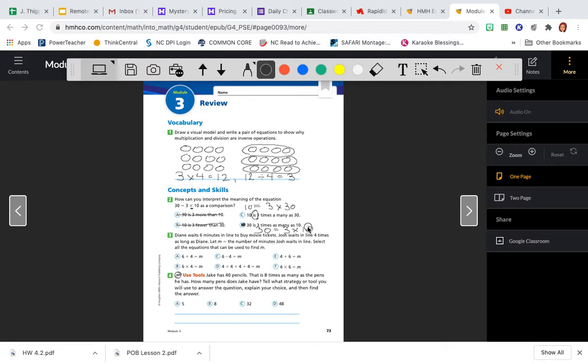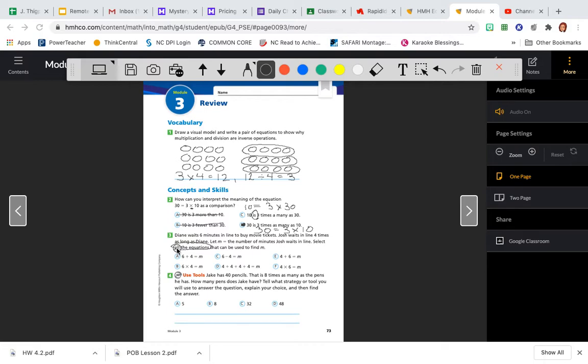Number 3, Diane waits 6 minutes in line to buy movie tickets. Josh waits in line 4 times as long as Diane. Let M equal the number of minutes that Josh waits in line. Select all the equations that can be used to find M. This is important. Select all the equations. That tells me right there's going to be more than one correct answer. You need to pay close attention to those questions on the test. If you see the words select all the equations, that's your key to know that there is more than one answer.